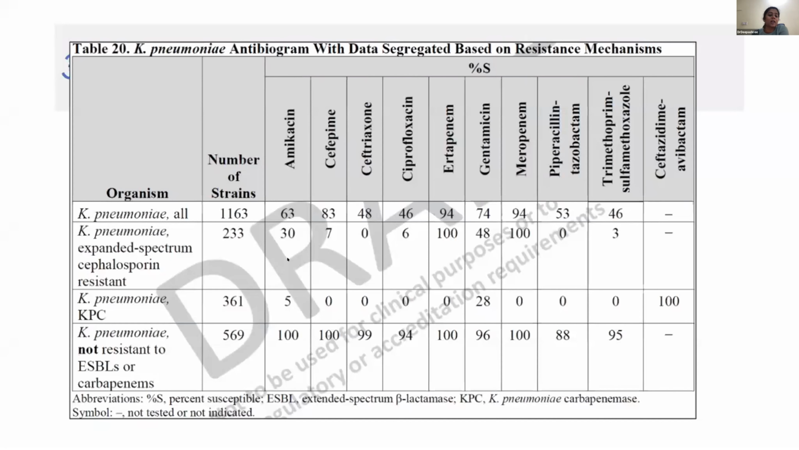But again, you can ask, are we not doing that routinely? If you're not doing it routinely, you need not include it, because in this document itself, it is told that detection of enzyme is no longer done on a daily basis. This antibiogram cannot be constructed in most facilities except for exclusive research centers. Klebsiella pneumoniae extended spectrum cephalosporin resistant is 233, KPC 361, and those that have neither ESBL nor KPC is 569. Like this, you can give a split up of data even based on the resistance mechanism.